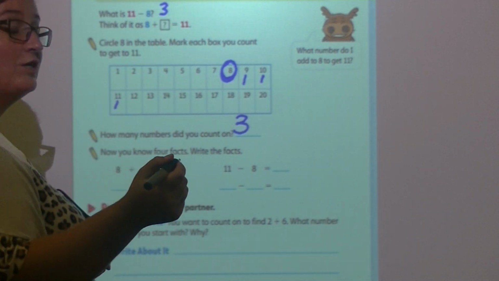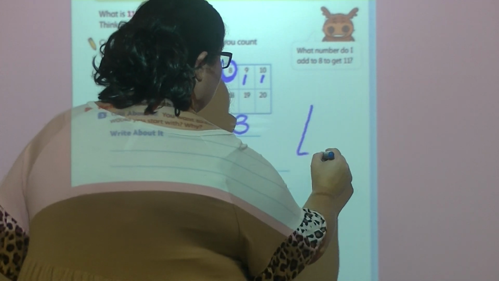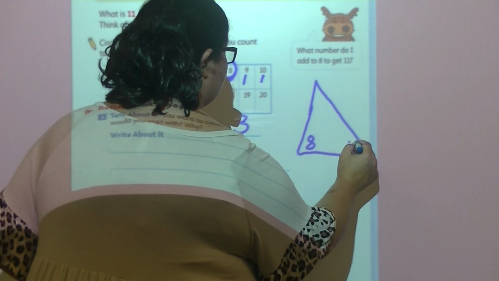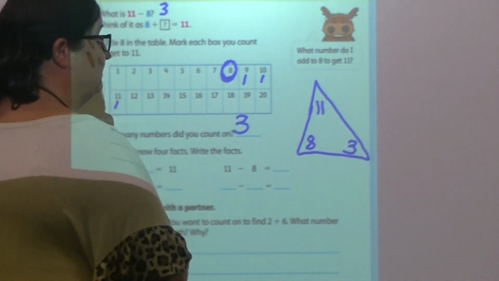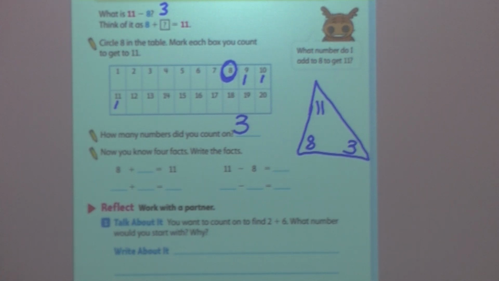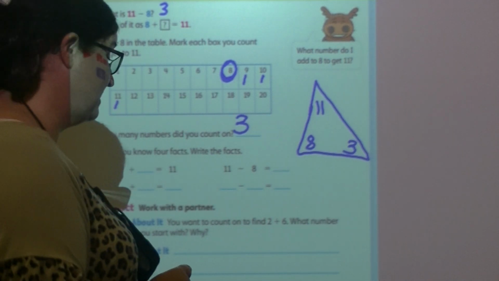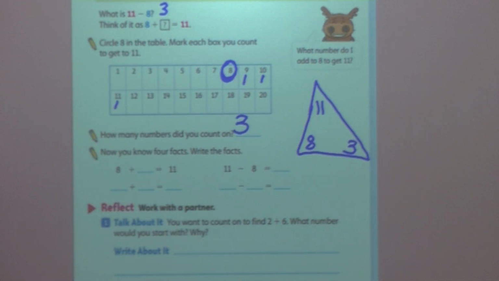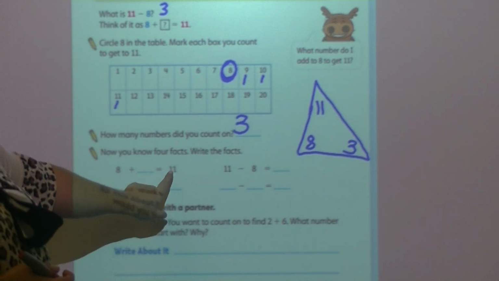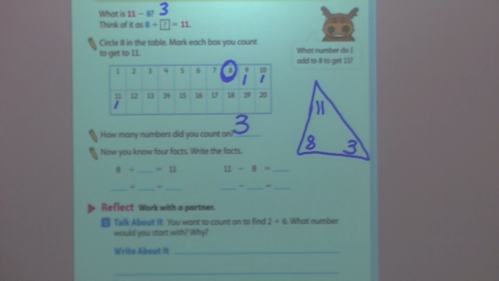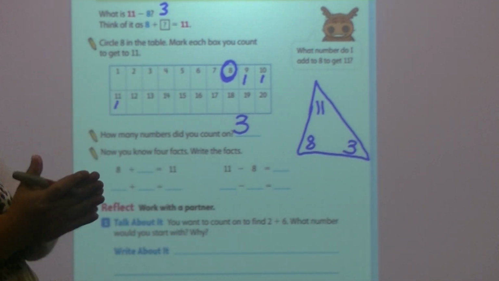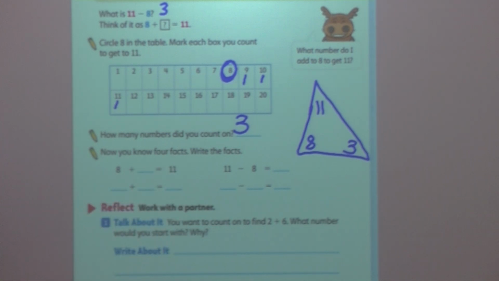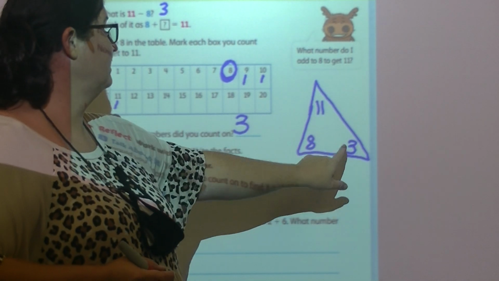And 11. If I want to draw my triangle, I could. It always helps Miss Fires to have that visual. So I'm going to put 8, 3, and 11. Now I can make my fact family. Alright, they helped us get started. Our big number is at the end when we add. We take 2 small amounts and put them together to make the bigger number. 8 plus what equals 11? It is 3.